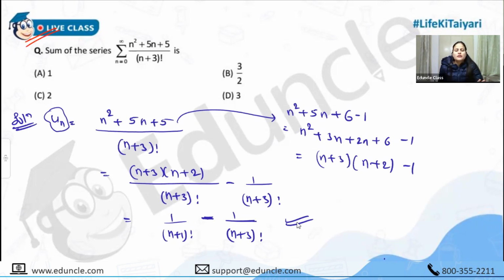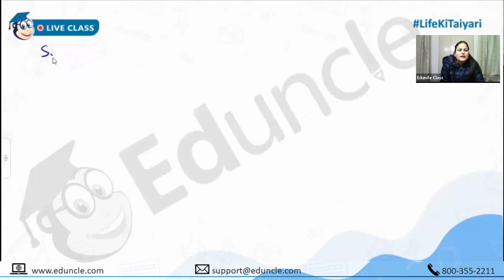Yesterday I told you that whenever I have a telescoping series, I have to evaluate the sum by using the sequence of partial sums. Correct? Okay. So here I'll take Sn. This Sn is nothing but summation k varying from 1 up to n of 1 upon k plus 1 factorial minus 1 upon k plus 3 factorial.